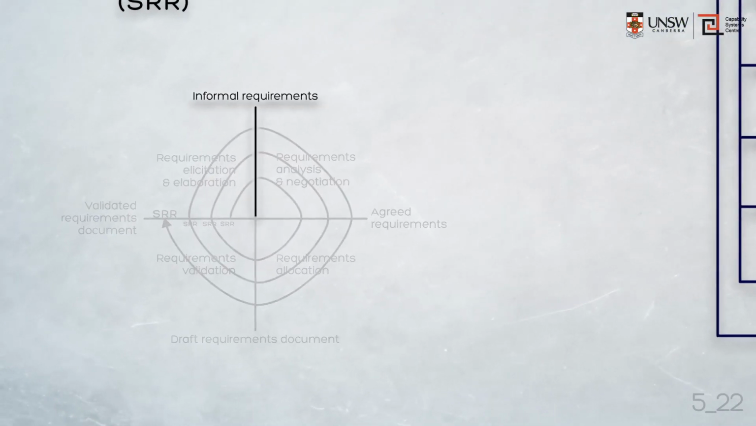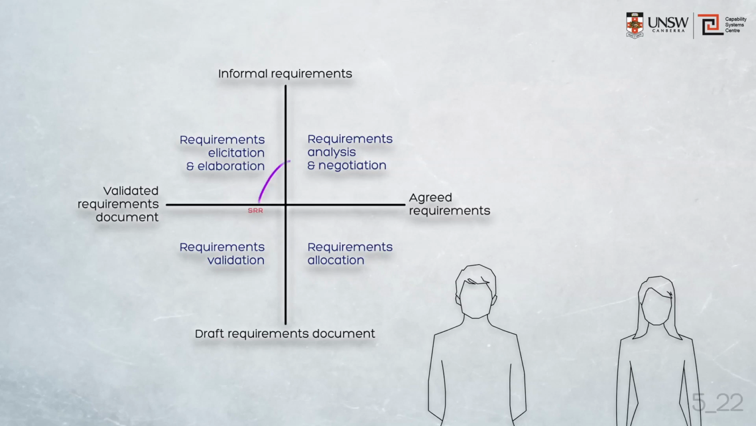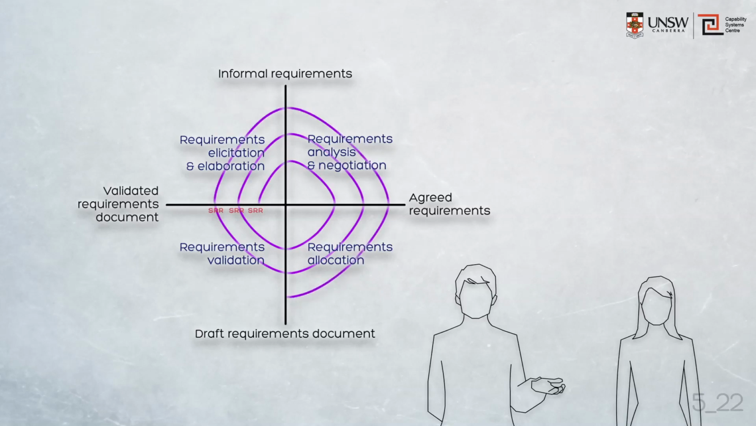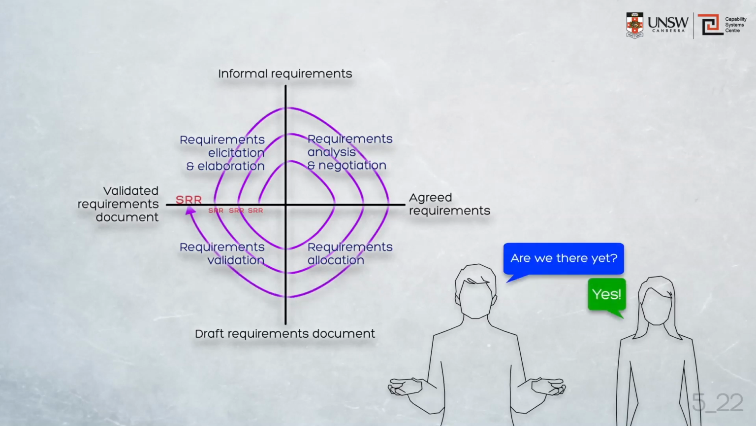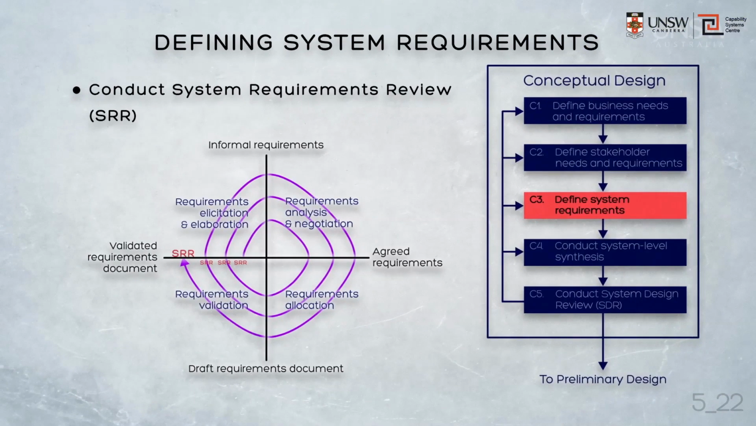Sometimes, if we're dealing with a fairly straightforward situation, we might only conduct a single SRR for our system, but in all likelihood, a single review just won't be sufficient. We'll probably conduct a series of reviews in a work, review, rework cycle until we're happy with our set of requirements. This idea of a series of reviews leading to a complete and agreed set of requirements is illustrated in your slide. Either way, once we've completed our SRR process, we're ready to move on to system-level synthesis.